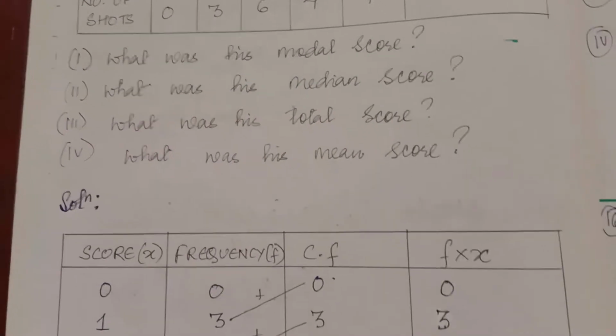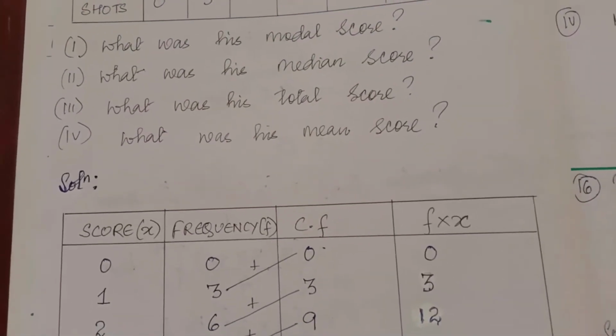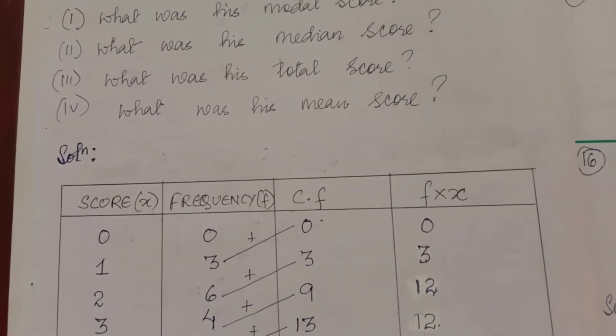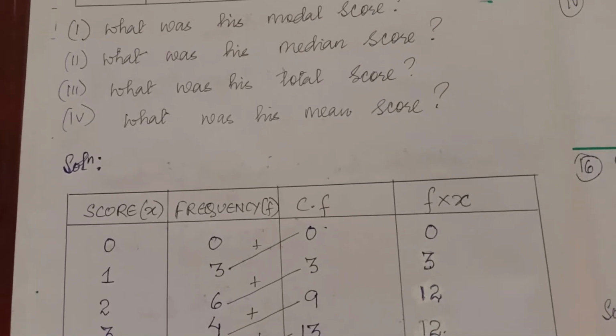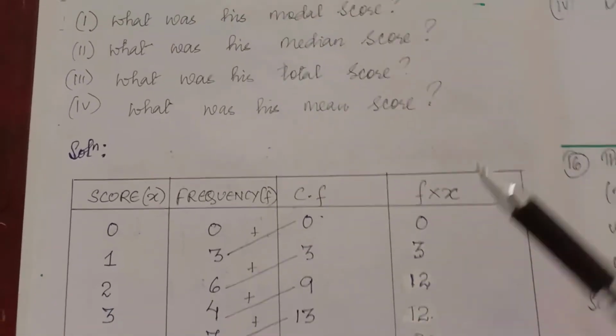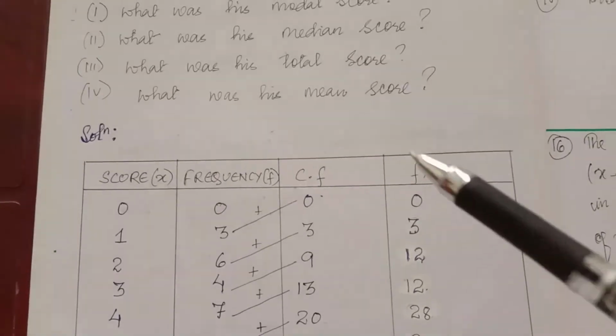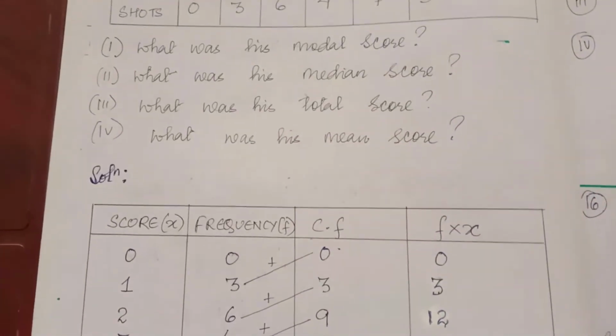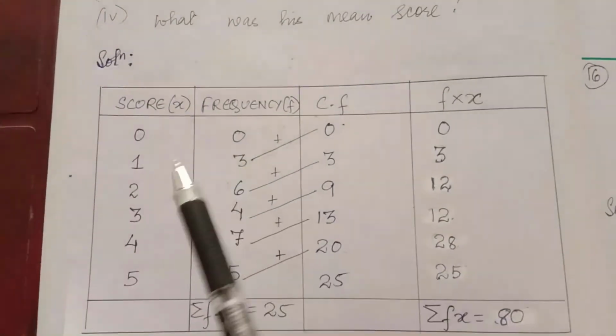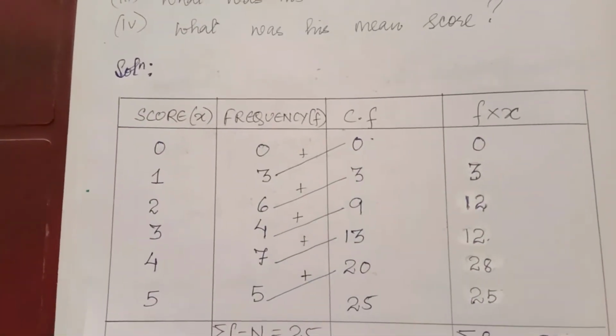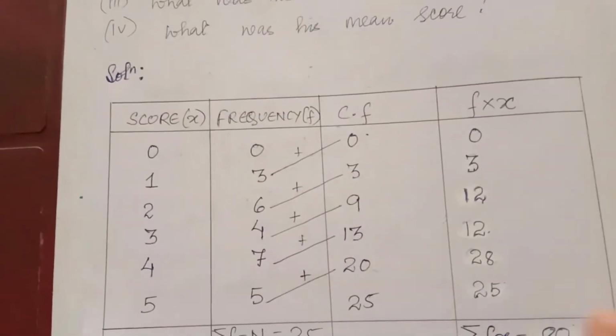Then score, frequency, cumulative frequency to find the median. But here mean is also asked, no? So for mean also we will find fx here only. We will not make another table to find mean. Here only we will add fx, and in the same table we will find the mean, median, and mode. So first we will find cumulative frequency, which we need for the median.